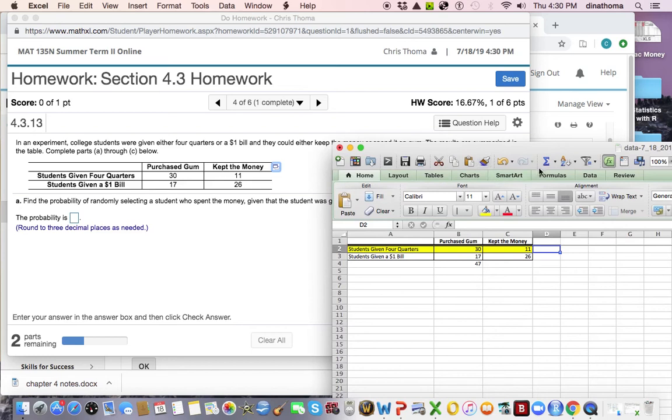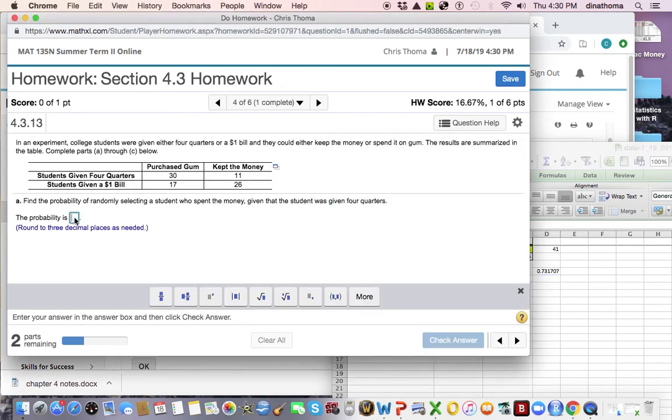So I add all this up. That's how many people had quarters, right? And now spent the money is the 30. So that is my success. So this equals the 30 divided by my total. And it wants 3 decimal places, so 0.7317 becomes 0.732.